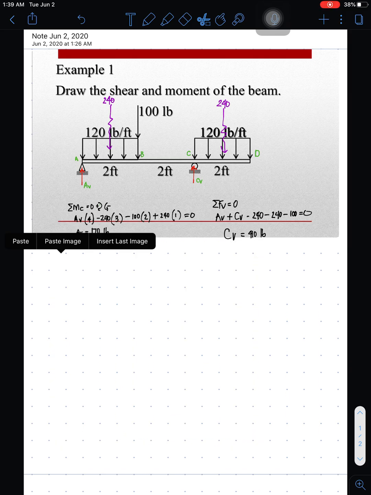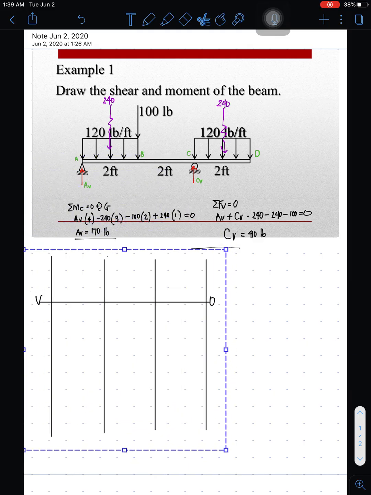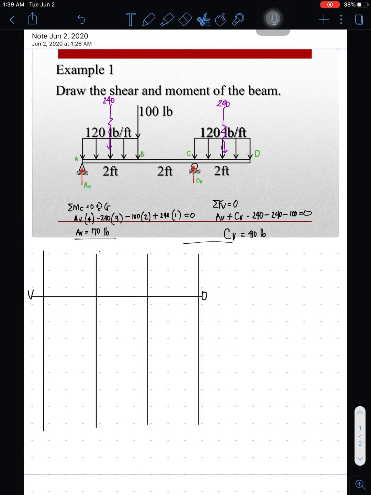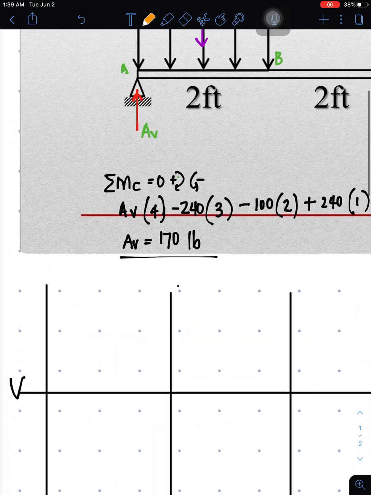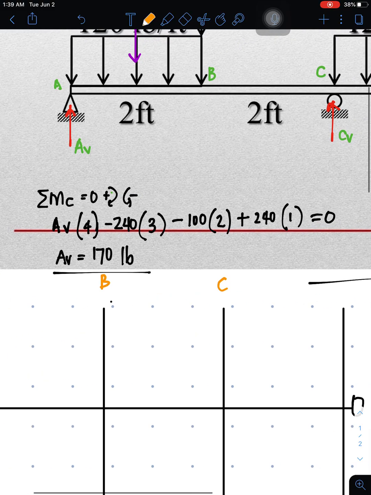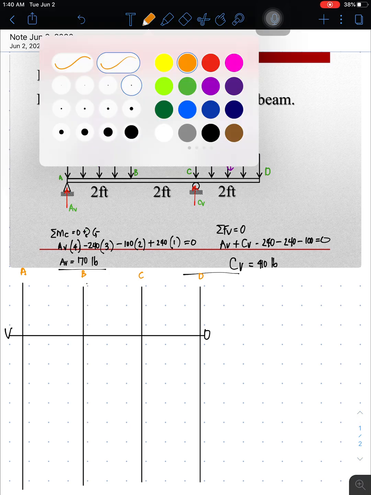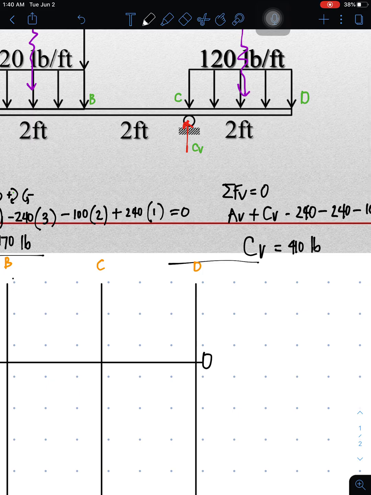Cut, and then here. Okay. I have cut it, and I will label it so we don't get lost. This is for point A, this is B, C, and D. Okay. So let's solve for the shear values.